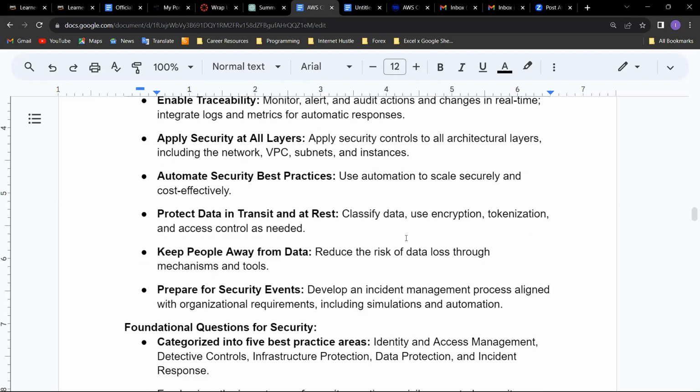And then keeping people away from data. That is reducing the risk of data loss through mechanisms and tools. Sometimes the best way to protect your data is actually people not knowing it. You get it?